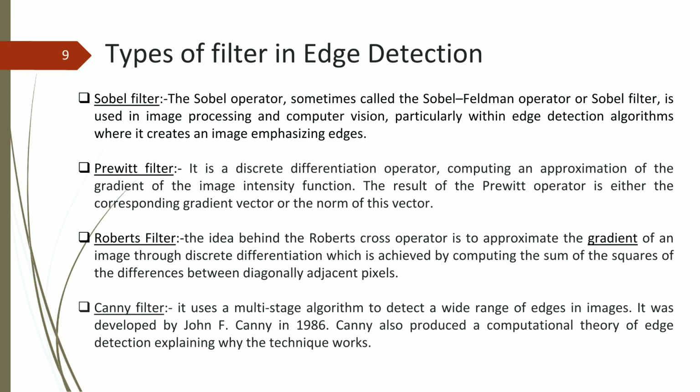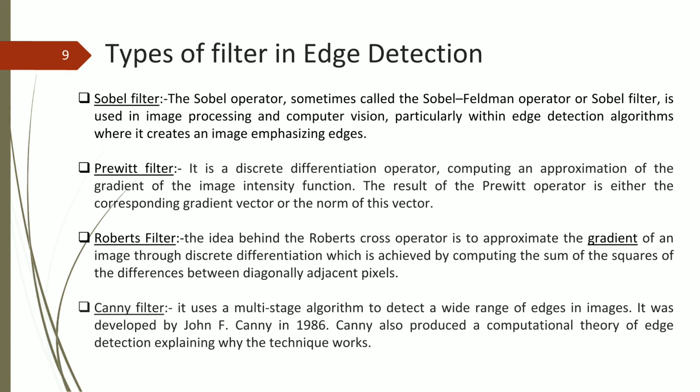Types of filters in edge detection. Sobel filters. The Sobel operator, sometimes called the Sobel-Feldman operator or Sobel filter, is used in image processing and computer vision, particularly within edge detection algorithms, where it creates an image emphasizing edges. Prewitt filters. It is a discrete differentiation operator computing an approximation of the gradient of the image intensity function. The result of the Prewitt operator is either the corresponding gradient vector or the norm of this vector.